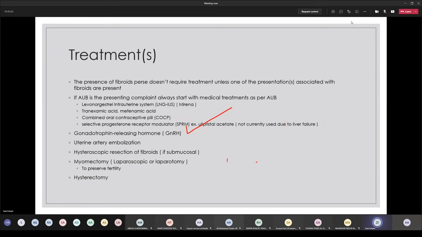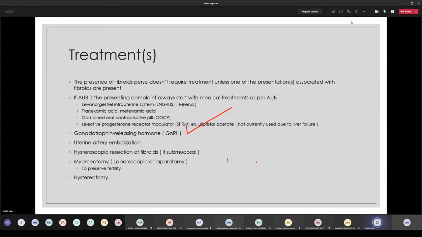We can induce hormonal menopause by using GnRH, but because of its perimenopausal symptoms, as your colleagues said, and osteoporosis, it is usually used just for 3 to 6 months. So after 3 to 6 months, the fibroid will recur and enlarge. So it's usually reserved to shrink the fibroid prior to surgery so that we can do it laparoscopically more easily. And we can use the other modalities that your colleague discussed before.